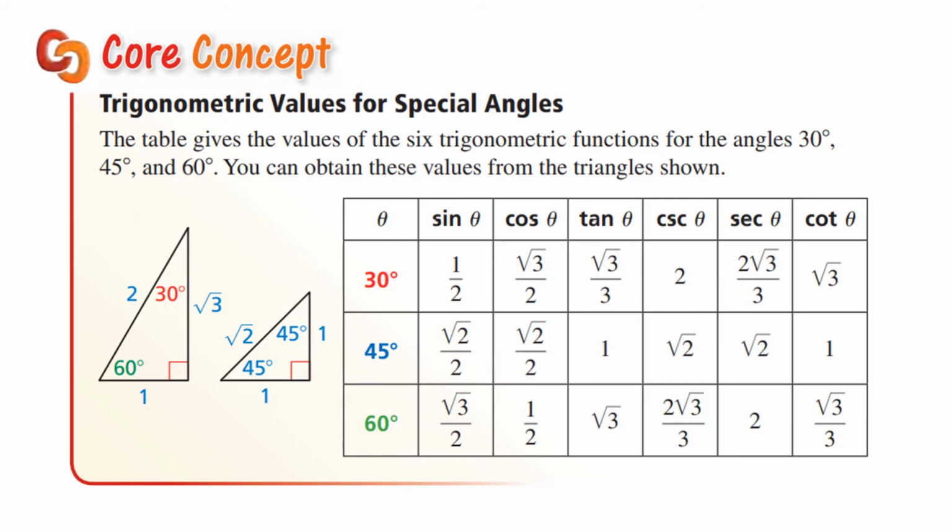Here is this section's core concept related to the trigonometric values for special angles. For the 30, 45, and 60 degree measurements, we can look at the sine, cosine, tangent, and even the reciprocal ratios, the cosecant, secant, and cotangent. And notice things like the complementary angles.